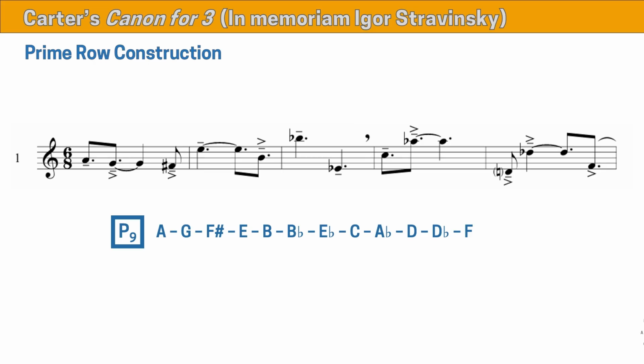Carter's canon begins with an unaccompanied canonic entry in the first instrument, which plays the entirety of a 12-tone row as the canonic subject. This row, labeled P9, is played as a rhythmic palindrome. Its rhythm is identical played forwards or backwards. This dividing point also splits the 12-note melody into 2 distinct hexachords. Let's listen to this row.